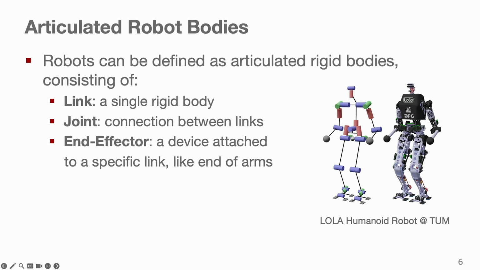So far, we've treated the robot as a single rigid block moving through the world. But in reality, robots are a bit more complex. For example, if you look at this humanoid, Lola, we will want to define this as an articulated rigid body. So this means that it will now have 3 components. We will have links that are the individual rigid bodies, then joints that connect the links, and then end effectors, which are essentially, for example, the gripper or the thing that you use to interact with the world.